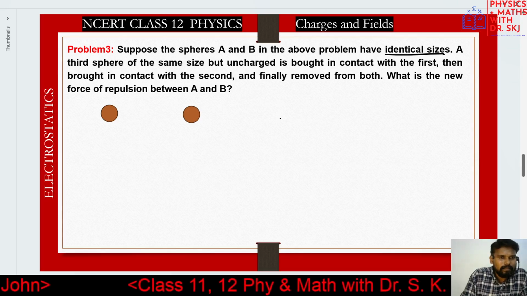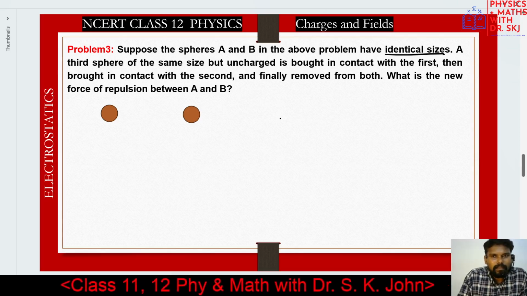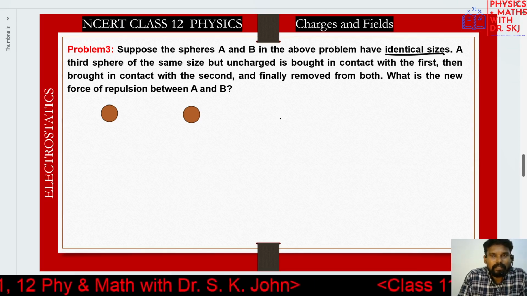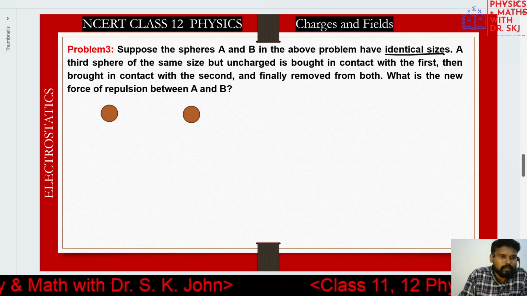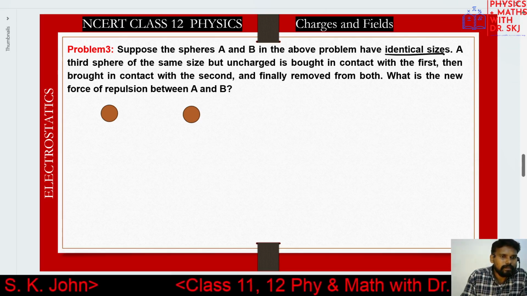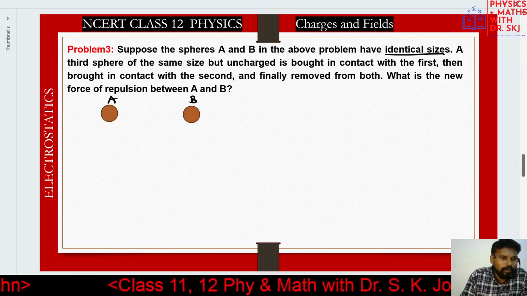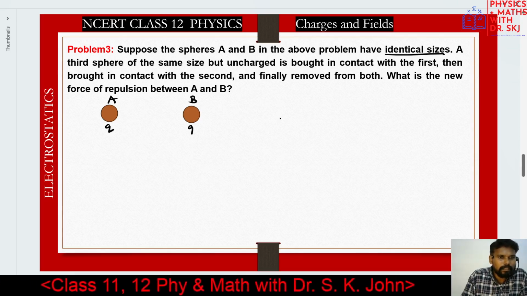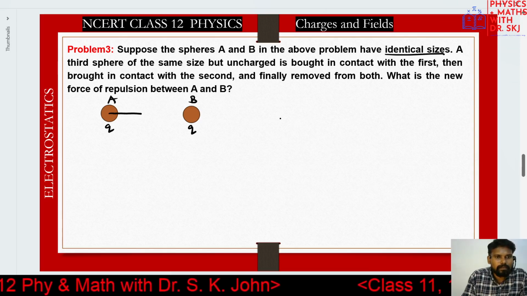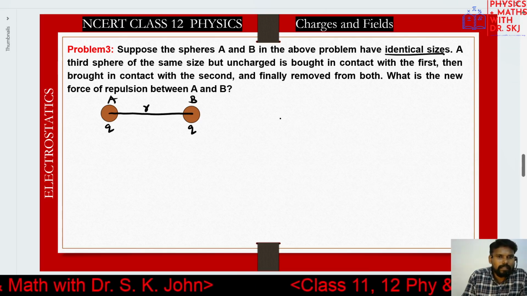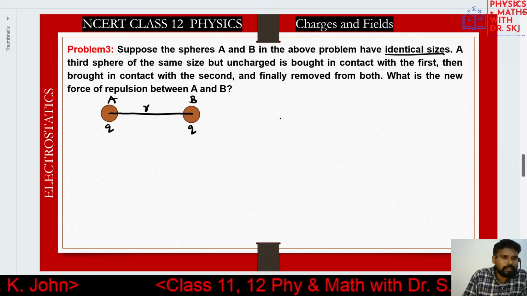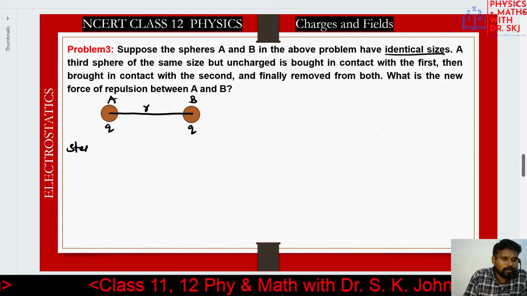So here you have to read the question statement carefully. The charge on A is Q, and that on B also is Q. Okay, there is a separation. Here in this question, we don't change the separation.